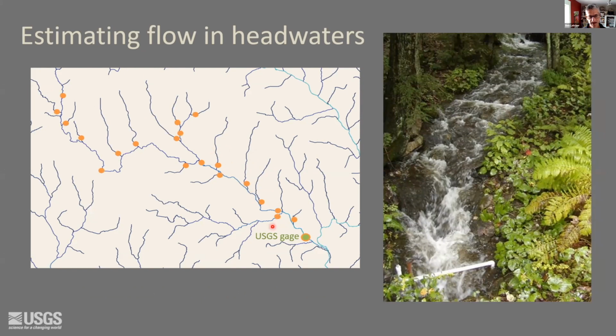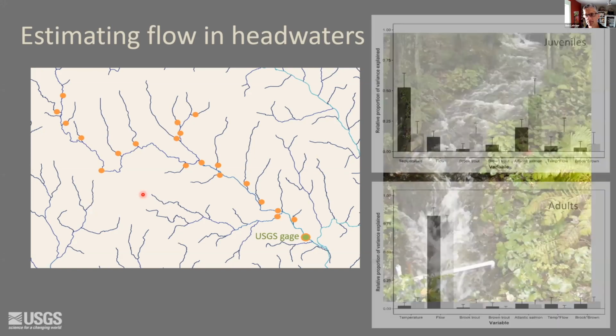So what we're imagining is we have a whole bunch of locations along here where we're able to estimate flow. This is a bit of an exaggeration. Probably we'd never do this many, but what I'm going to show you, it would be possible to do that many if you really wanted to.